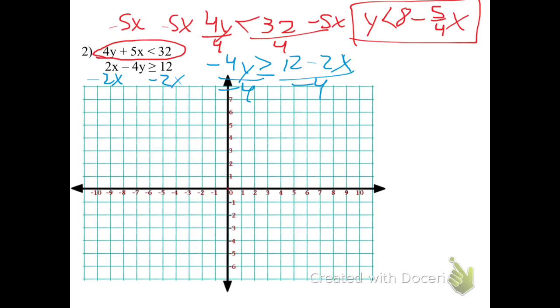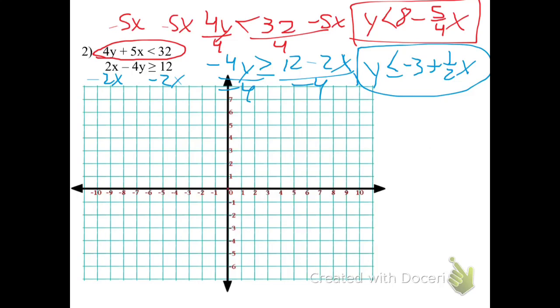Whenever you divide by a negative, you switch the direction. So instead of being greater than, you gotta be less than or equal to. 12 divided by -4 is -3. -2x divided by -4 gives you positive 1/2 x. Okay, so we got our second one. It is ready to be graphed now.